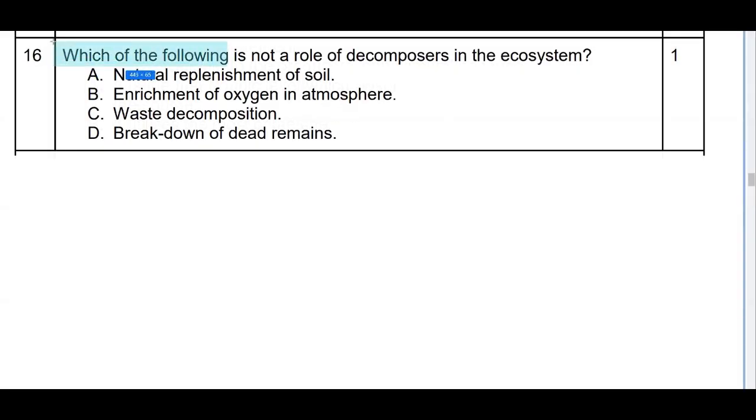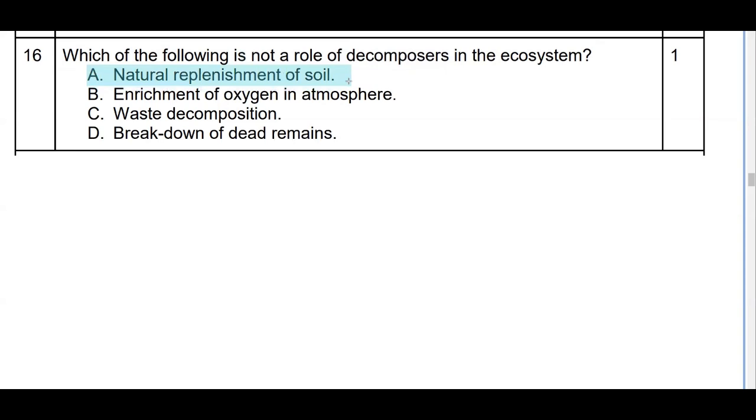In question 16, it says which of the following is not the role of decomposers in the ecosystem. Decomposers are those microorganisms which convert the dead, decaying parts of plants and animals into useful substances, into nitrites and nitrates back to the soil. Now, it helps in natural replenishment of soil.